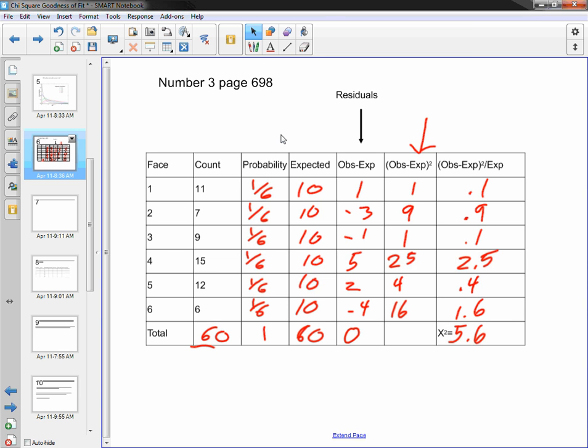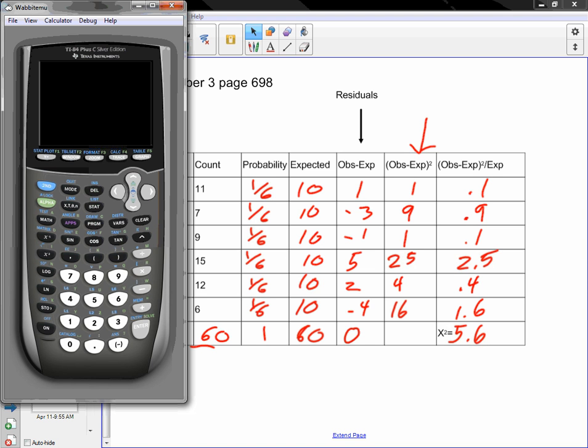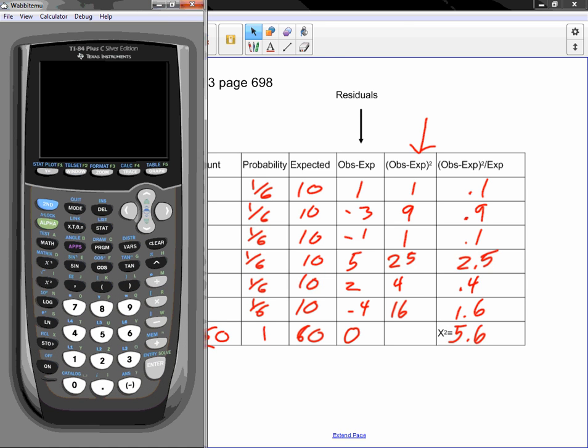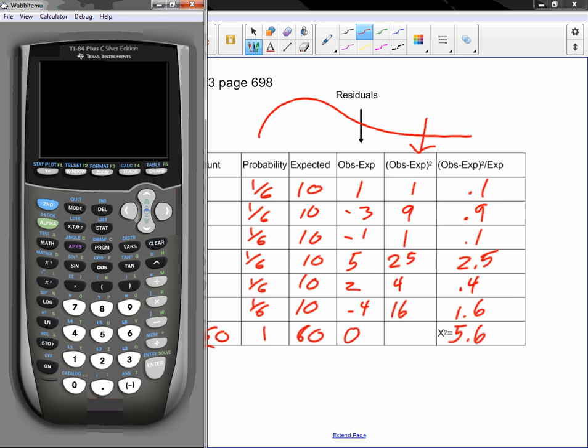Okay? And so now you can pull out your calculator. This is our chi-squared statistic, right? So what we're looking for is, how many degrees of freedom do we have here? 5, because how many categories are there? 6. So for chi-squared, degrees of freedom is the number of categories minus 1. So we've got 5 degrees of freedom. Our chi-squared distribution is going to look something like this, right? And we're going to come out with a 5.6.